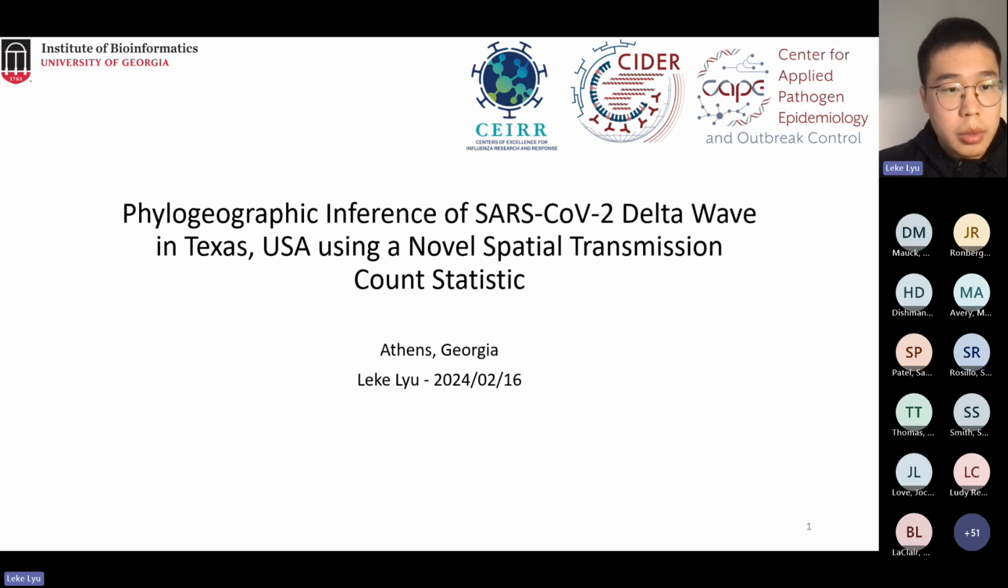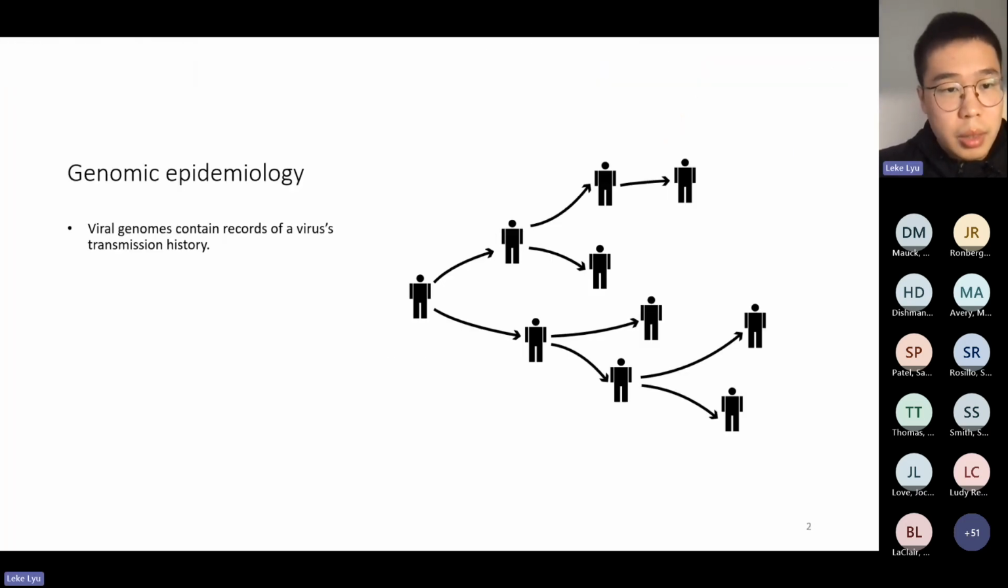So the title of my talk today is Phylogeographic Inference of SARS-CoV-2 Delta Wave in Texas, USA, using a novel spatial transmission count statistic. I study genomic epidemiology, a field that utilizes pathogen genomes to study the spread of infectious disease through populations. But what does it mean? Imagine we have a complete transmission chain here. RNA viruses like SARS-CoV-2 have high mutation rates and short generation times. That means mutations accumulate in the viral genome during transmission.